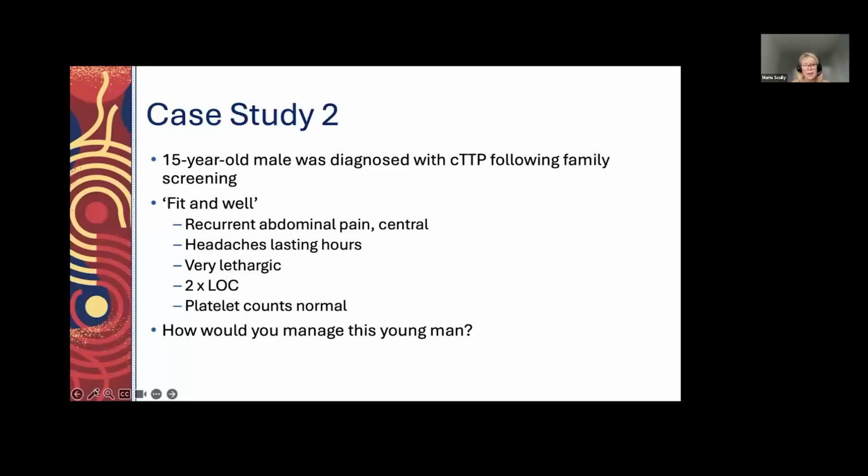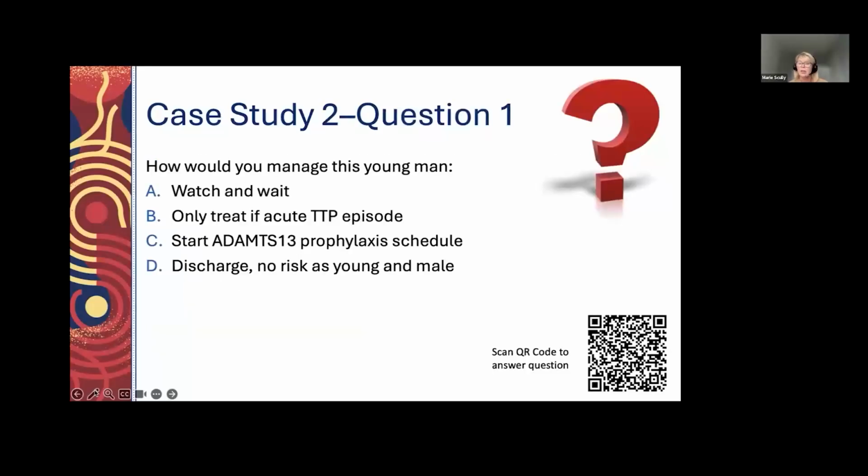So how would you manage this young man? If you'd like to scan the QR code to answer the question, the options are just watch and wait, only treat him if he has an acute TTP episode, start an ADAMTS13 prophylaxis schedule, and discharge. He's at no risk, he's male.